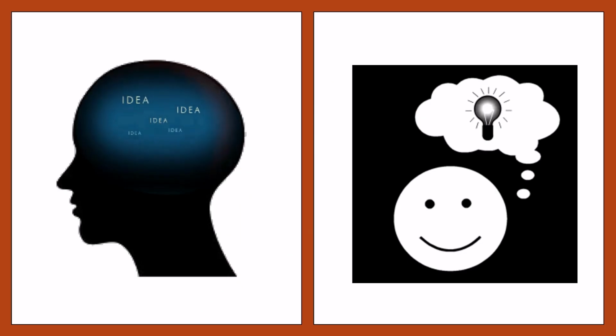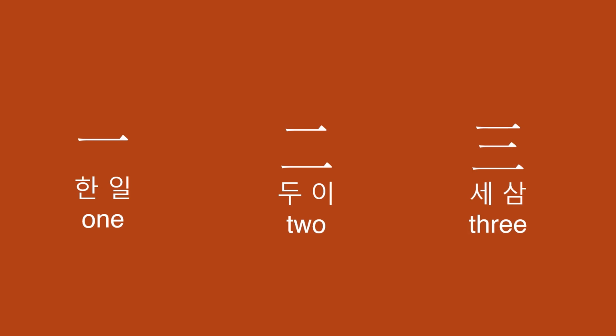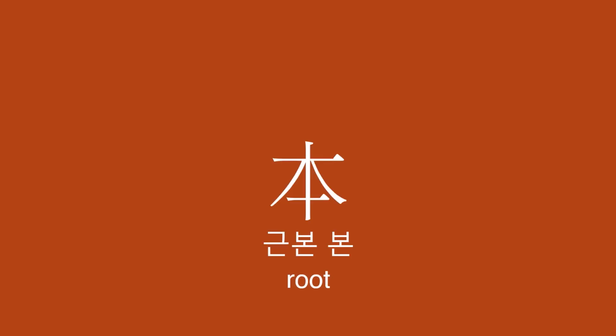When characters indicate an idea or concept, they are called jisa characters or ideograms. Examples are the numbers 1, 2, and 3 in Hanja. They can also be formed from existing pictographic characters, just like the character kunbon, which is a tree, plus a line underneath to symbolize roots.